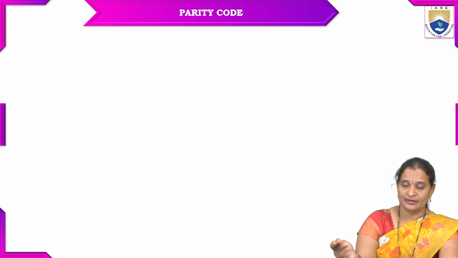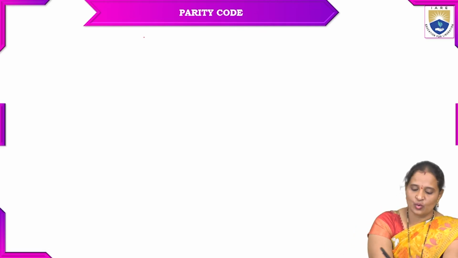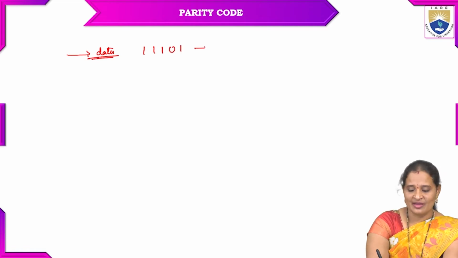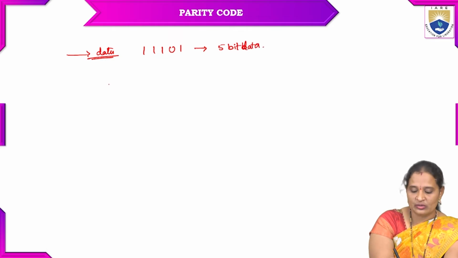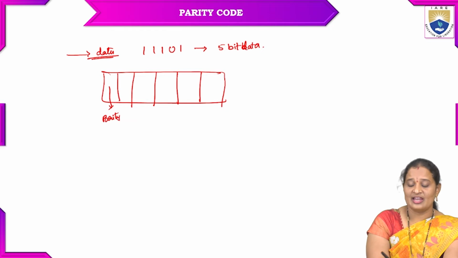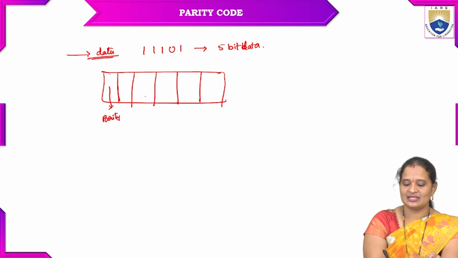For example, even parity code. Say we have a message, our data, which is 11101. This is my 5-bit data. So I'm going to add an extra bit, making it 1, 2, 3, 4, 5, 6 bits. I'm adding the extra bit to the left side of the MSB. This is my MSB and this is my LSB. So here my message is 11101, right?